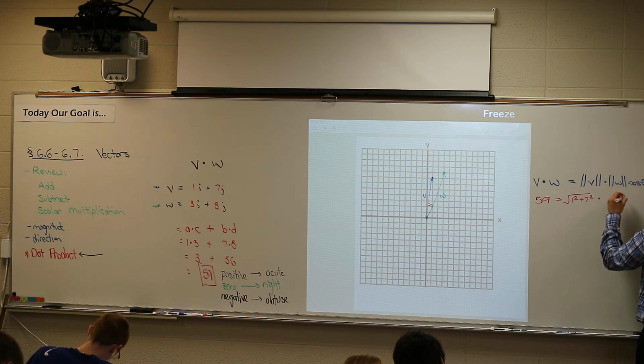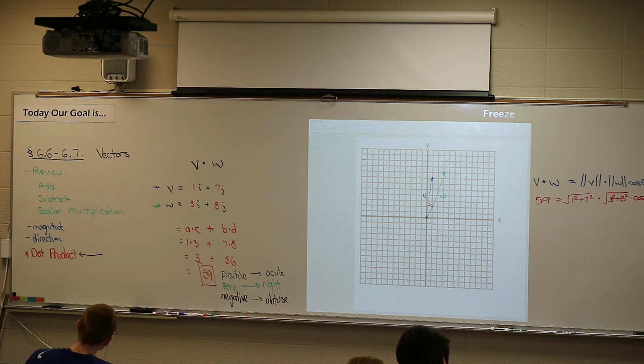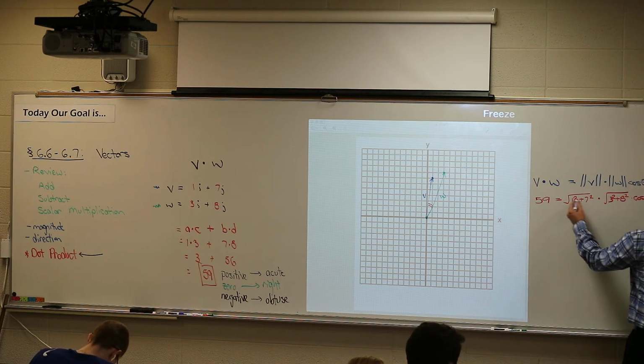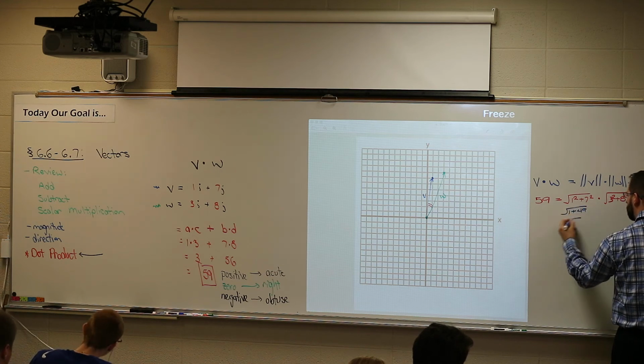Okay, magnitude of W. Square root, what are the numbers for W? 3 and 8. 3 squared plus 8 squared, in the square root, times the cosine of the angle between them. And that's the number I don't know. We're trying to find that. Okay, so is everyone comfortable with the magnitude? We did that earlier, that was the stuff we did yesterday and today. Okay, 1 squared is 1, plus 7 squared, so that's 1 plus 49, 50. So we're doing the square root of 50.